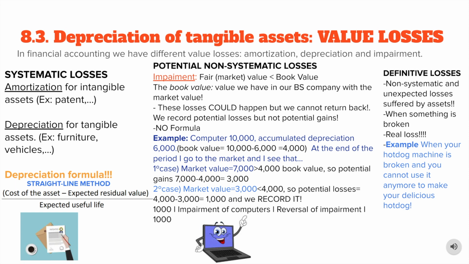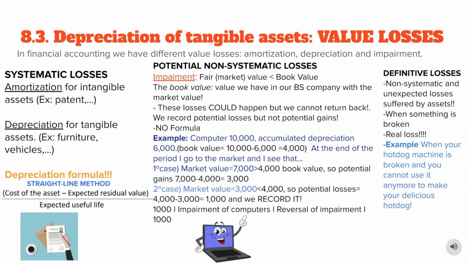The difference between systematic and non-systematic losses is that the non-systematic losses could happen. We don't know why, maybe due to the market trends, but we can't go back. It is a reversal. Impairment does not have a formula, but we compare the value of what we have on our balance sheet to the market. If we have a prior impairment in the previous period, and the value is higher on the market, we have to close the impairment. We can see an example.